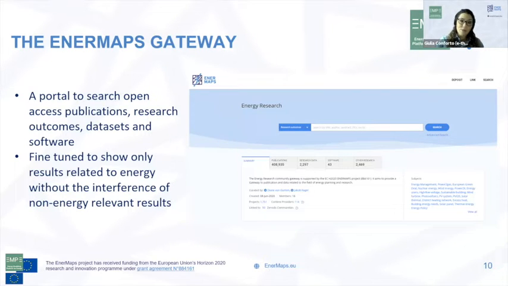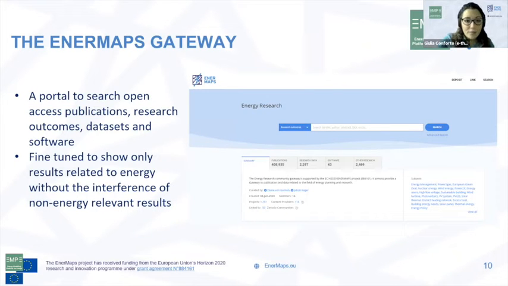The filters are fine-tuned so that a user interested only in energy relevant research outputs will not find the interference of all the other research results that could have the same keywords but are not energy related. So if you think of energy, you could find results regarding agriculture, biology, physics, nutrition, mobility, anything. So sometimes it is very dispersive to use keywords that are used in multiple subjects. On the EnerMaps gateway, what you find are only the energy relevant results.